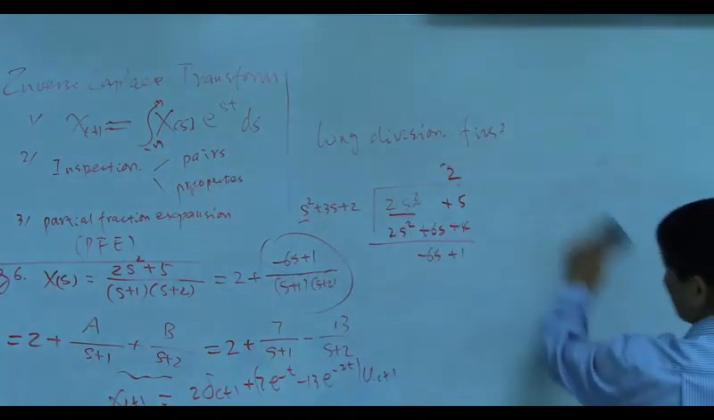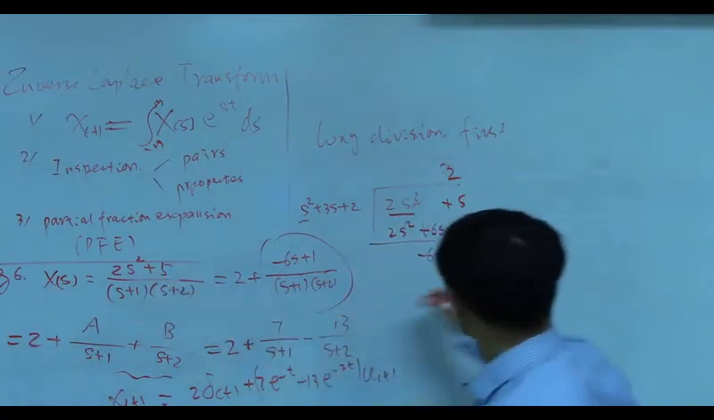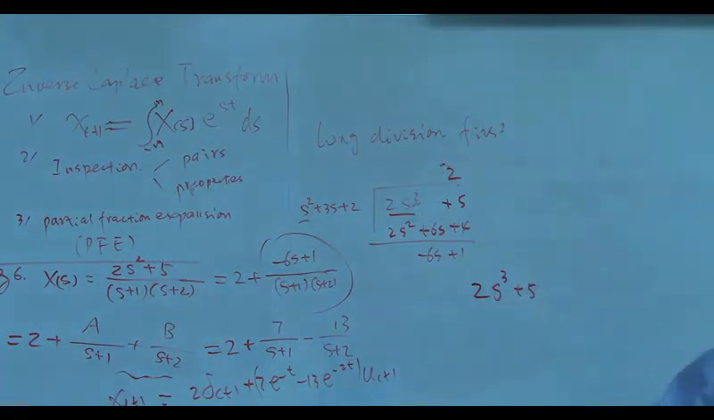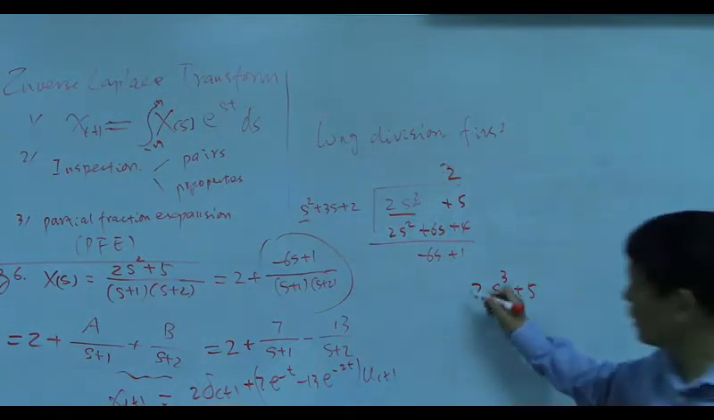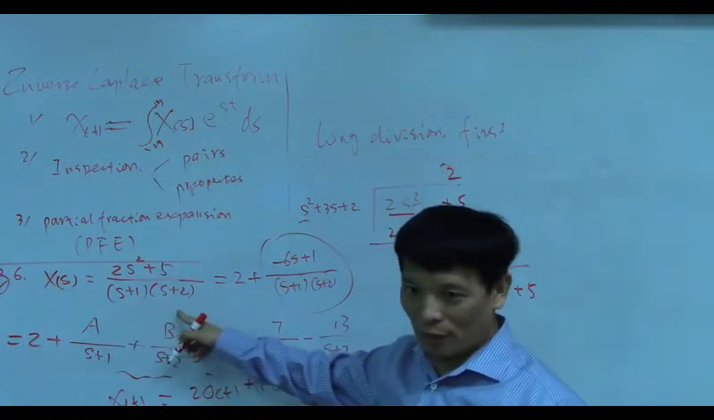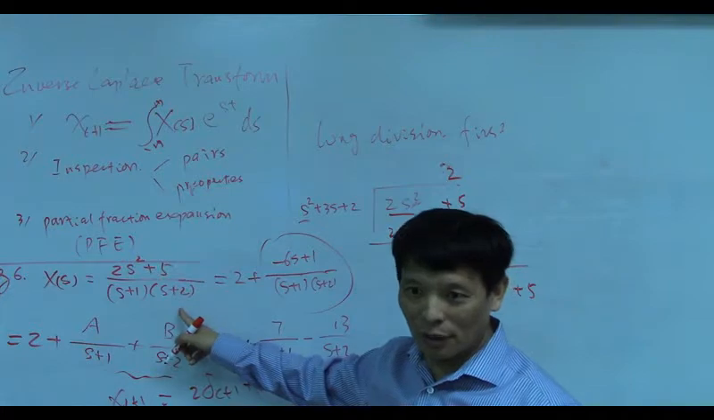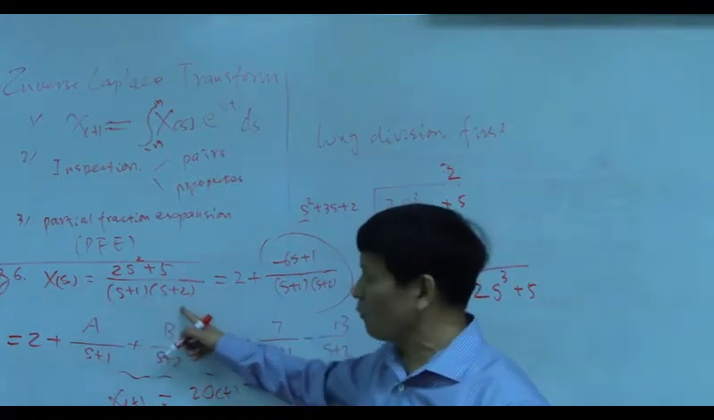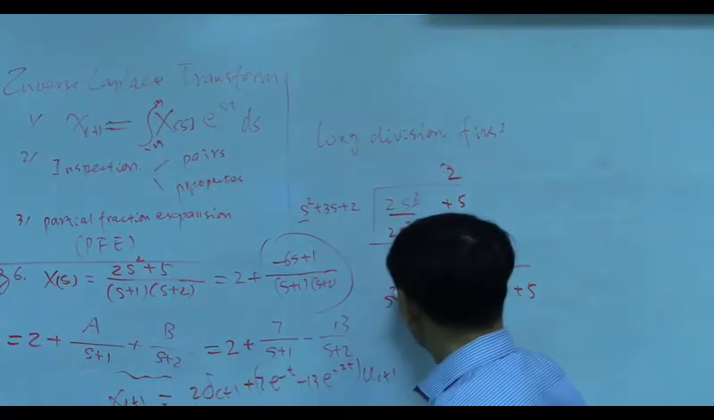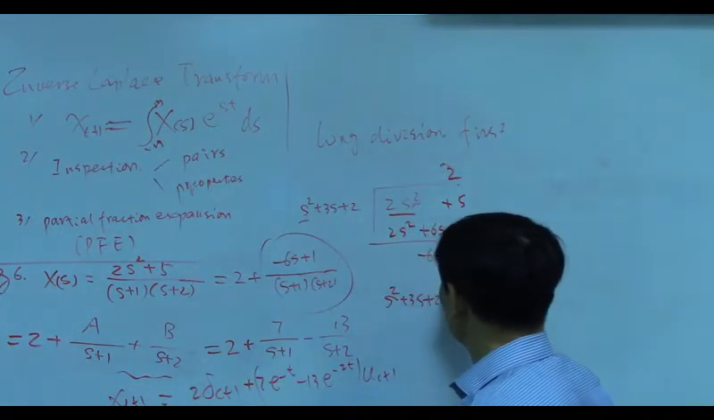So it looks like this one. If the top, for example, equals 2s cubed plus 5, like this one, then you divide it by this. This one is not in the traditional general polynomial form, it is a factorized form. We need to make it a polynomial. So s squared plus 3s plus 2. Right?